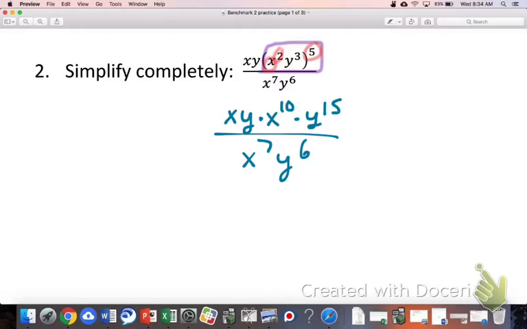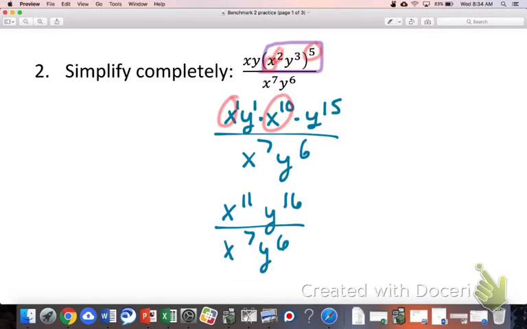Now, what are the exponents on the x and the y that don't have exponents? They're both 1s. So it's x to the 1, y to the 1. Whenever you have something like this where you have a base times a base, notice how that's not a base to a power. It's a base times a base. What do you do with those exponents? That's when you add. So 1 plus 10 is 11. 1 plus 15 is 16.